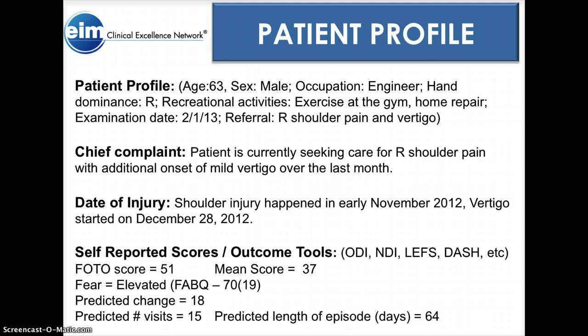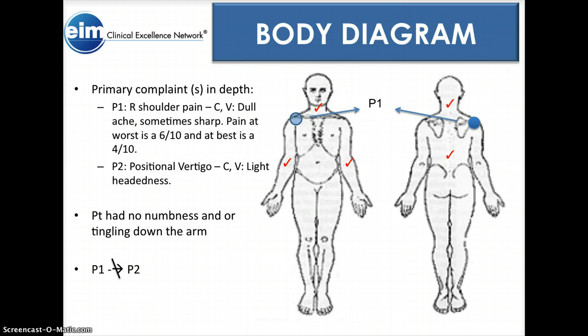And the examination was done on February 1st, 2013 with a referral for right shoulder pain and positional vertigo. Chief complaint was the right shoulder pain, and then he described the additional onset of mild positional vertigo over the last month. The shoulder was injured in November 2012, and the vertigo started around December 28th, 2012. Photo score was 51 with a predicted change of 18 within 15 visits.